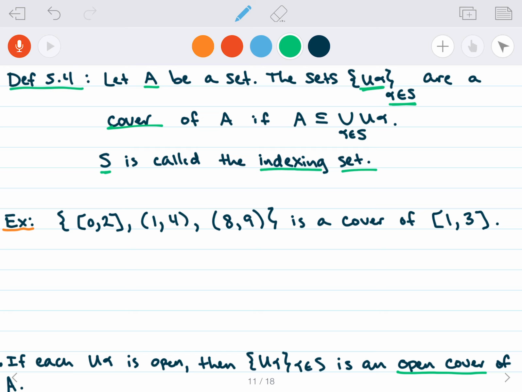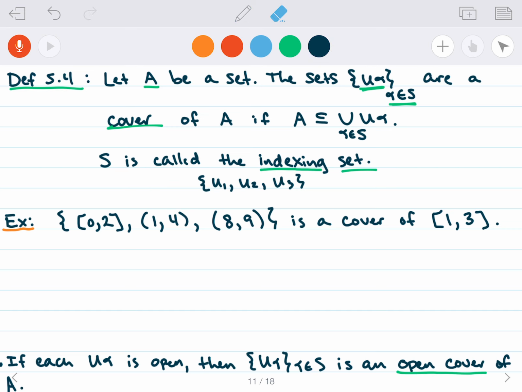So we call S the indexing set, and so like S could be the natural numbers, it could be the real numbers, it doesn't matter what S is. It's just some set to keep track of your U sub alphas. So like, for example, if S equals 3, then we would have the set U sub 1, U sub 2, U sub 3. So each alpha is in the set.